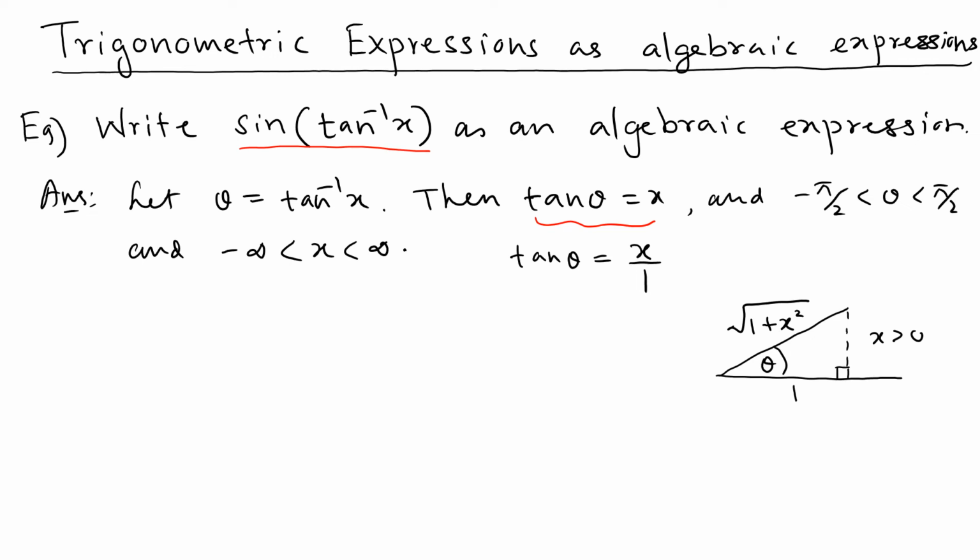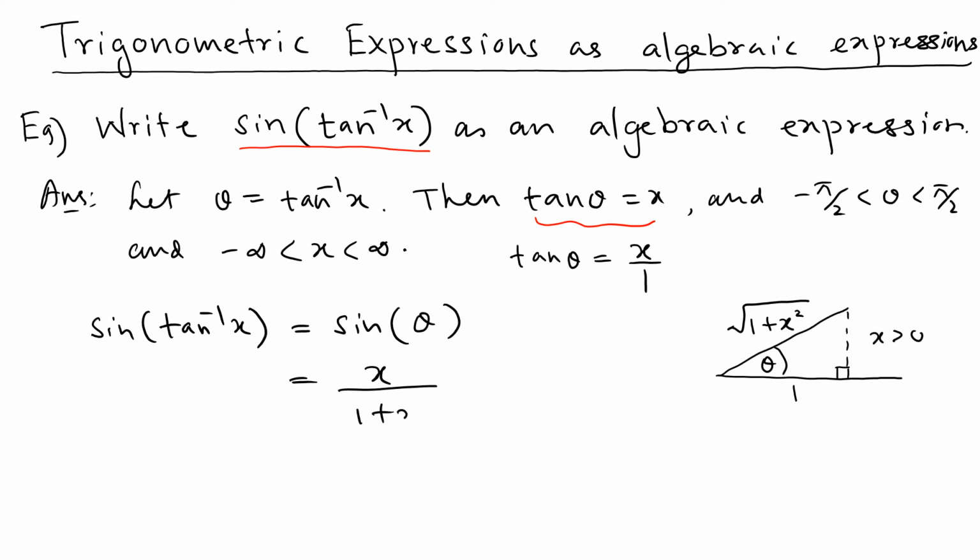So this is for the x positive case. We can see sine of tan inverse x simply becomes sine theta, since tan inverse x means theta. According to this triangle, sine theta is simply opposite over hypotenuse. So this is x divided by the square root of 1 plus x squared. That's for the x positive case.